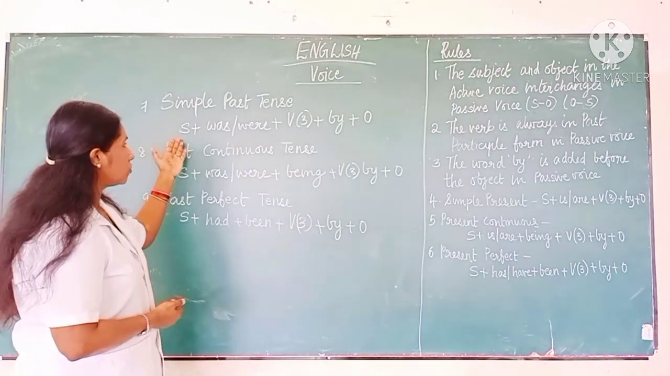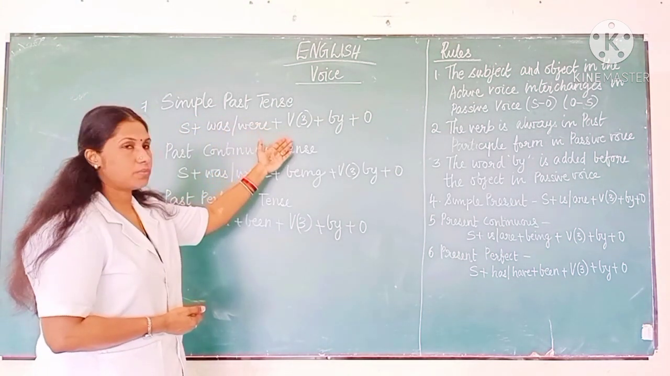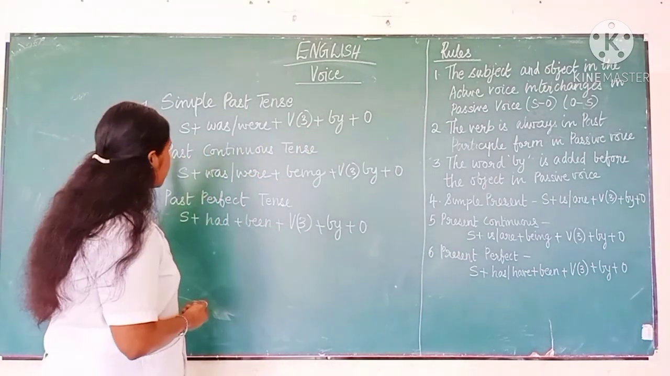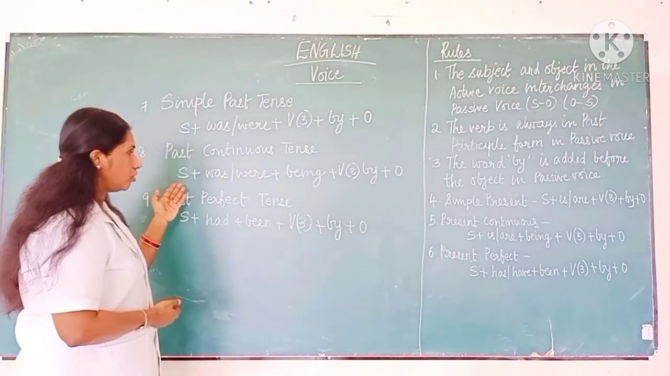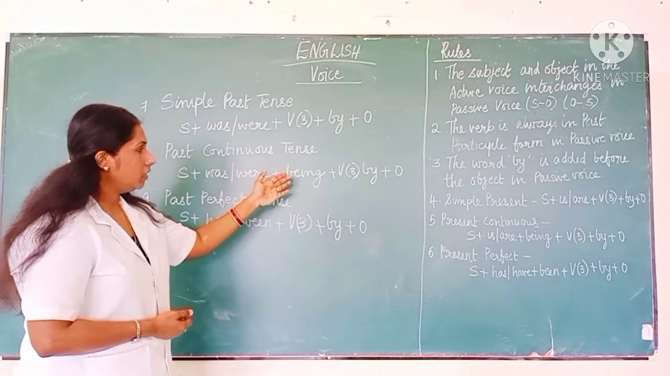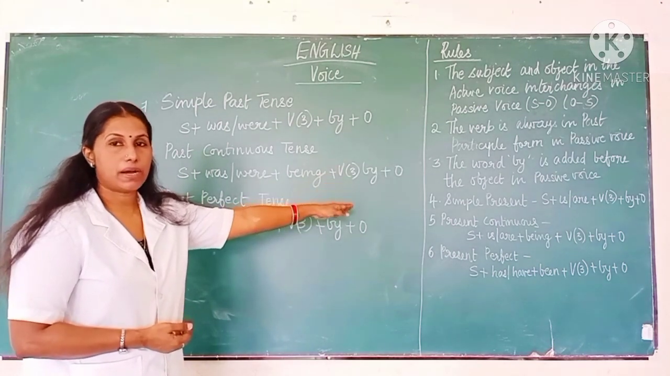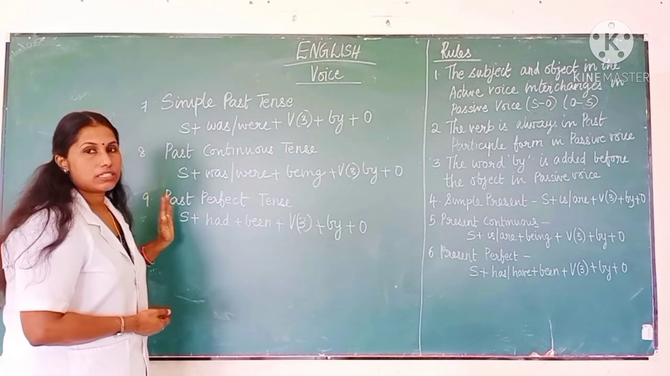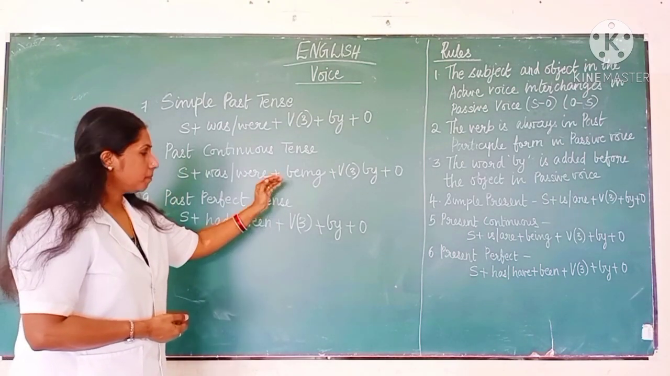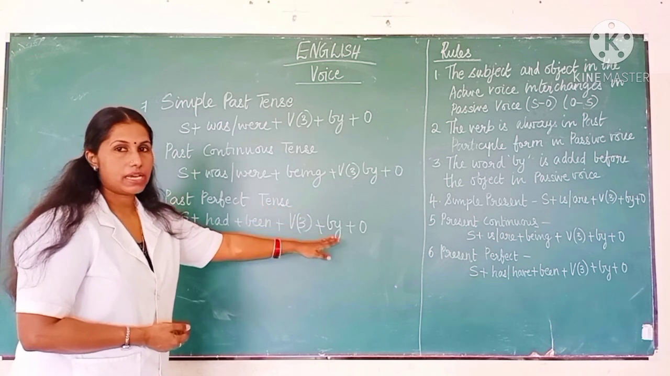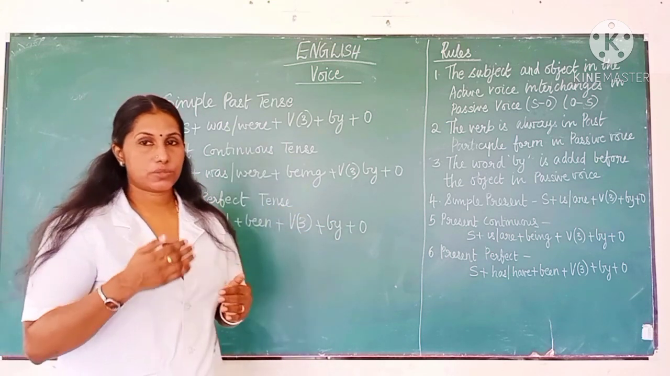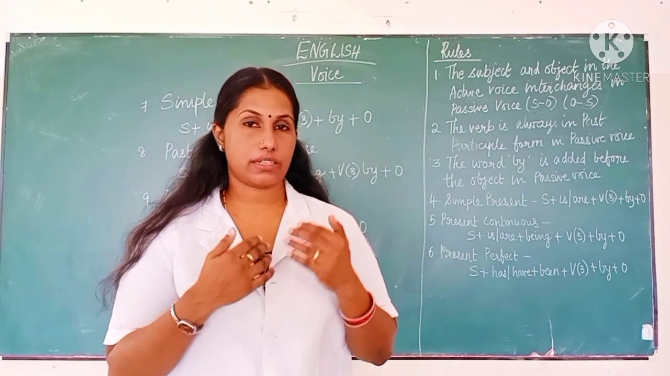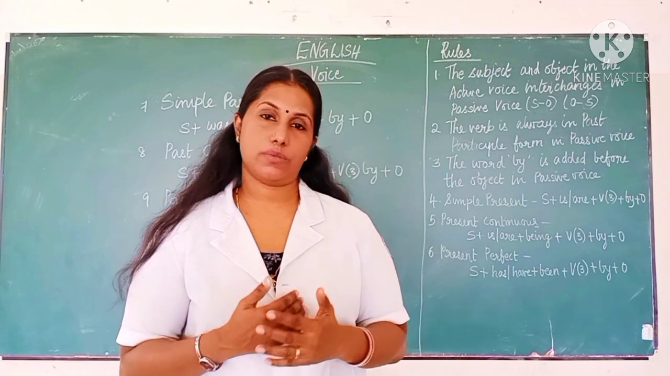Simple past tense, the structure is subject plus was or were plus verb in the third form plus by and then object. Past continuous form, we have subject plus was or were plus being, then verb in the third form, by and object. Past perfect tense, we have the structure subject plus had plus been plus verb in the third form, by and then object. So this is what we have learned in today's class. Please revise the rules and learn them very well.